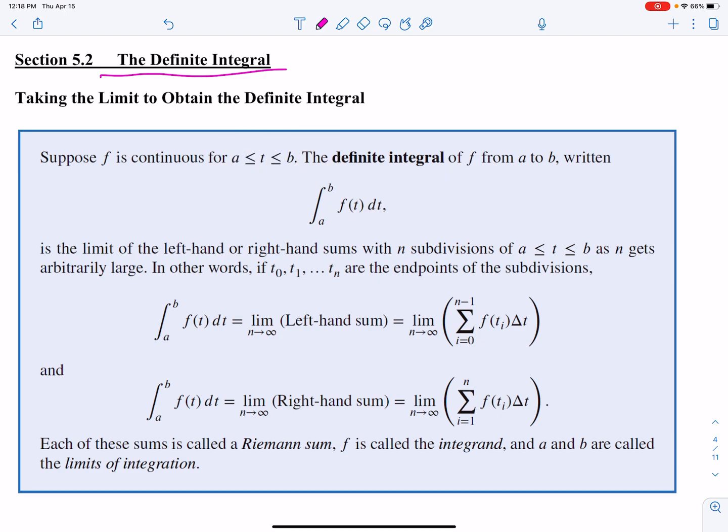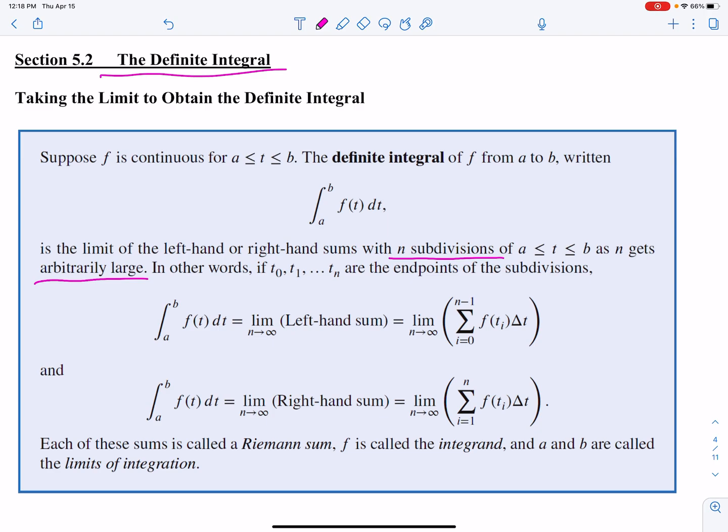So this is the limit of the left-hand or right-hand sums with n subdivisions. Again, n is the number of rectangles or number of intervals on your x-axis, as n gets arbitrarily large. In other words, goes to infinity. It just gets so big, we won't even be able to see the rectangles anymore. They're going to be so thin.